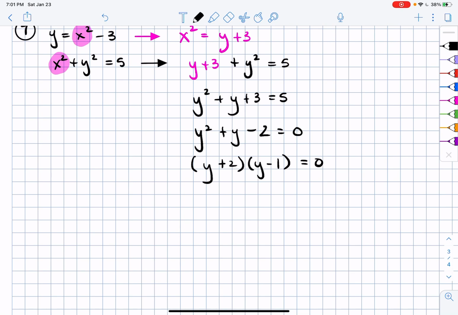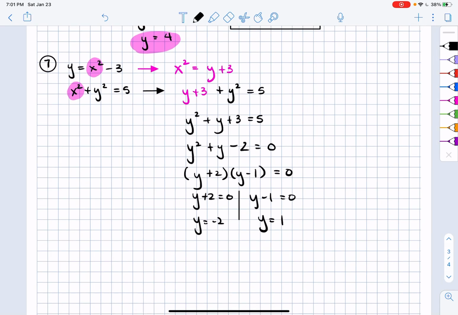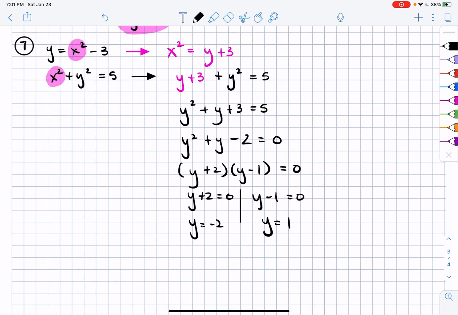So I've got y plus 2 equal to 0 and y minus 1 equal to 0. So y is equal to negative 2 and y is equal to 1. So that's what I got. There we go. I'm even going to do this part.